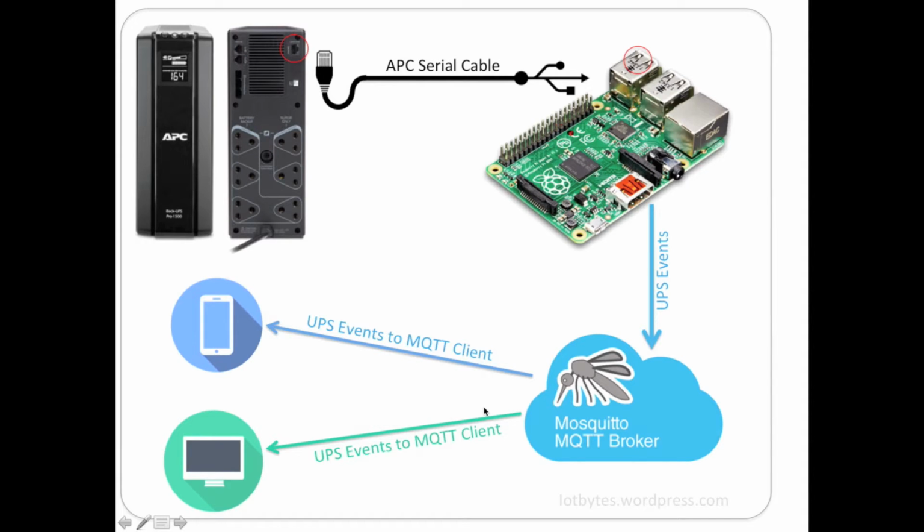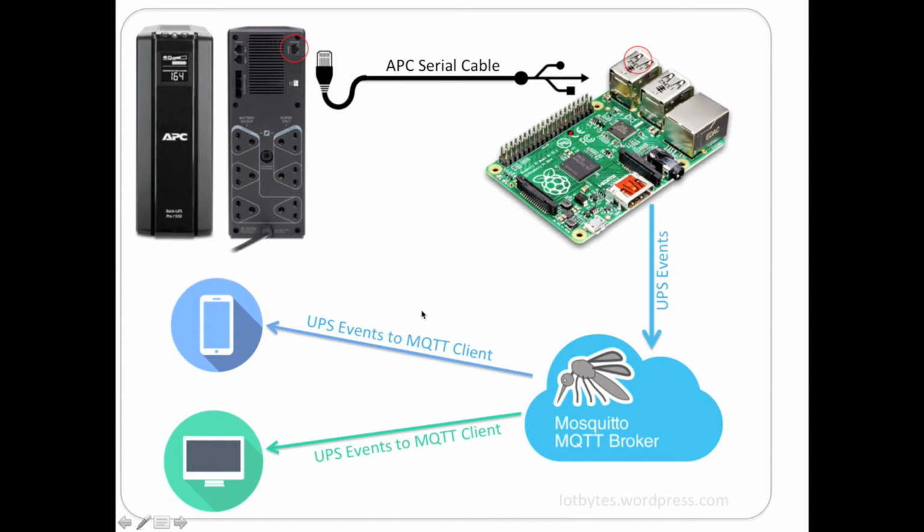Hi guys, today I'm going to show you how to connect Raspberry Pi to APC UPS over the serial link and manage the UPS directly from Raspberry Pi. For this we are going to use a service named APC UPSD. Once APC UPSD is installed, we will see how to use a Python script to push all the power related notifications to MQTT Broker and from there to MQTT clients.